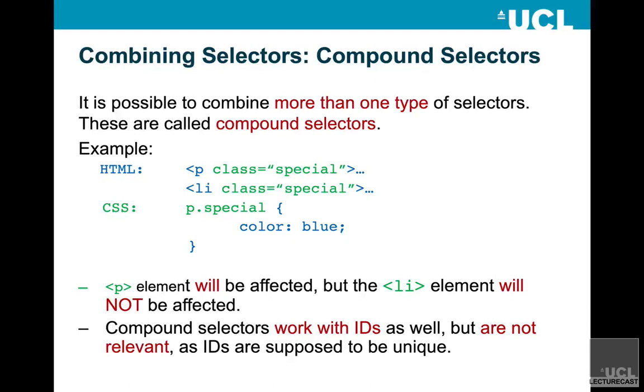The same approach can be used with IDs, where we're using an element selector, P, followed by the hashtag and the name of the ID. However, this is often not as useful because IDs are usually unique, so it doesn't usually make sense to have a name of a tag given that the tag ID is unique.